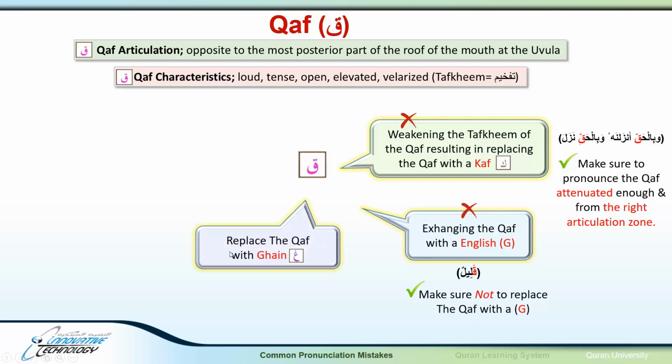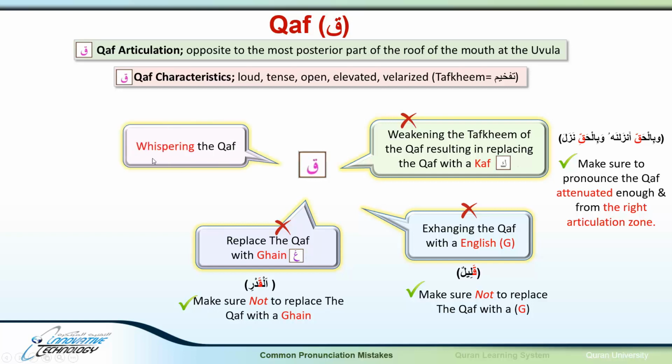Third mistake is replacing the qaf with a ghain. Example is في ليلة الغدر. This is wrong. It means a totally different meaning from qadr. Qadr and ghadr are totally different words. And the right way of pronouncing it is like this. في ليلة القدر Qadr. So make sure not to replace the qaf with a ghain.